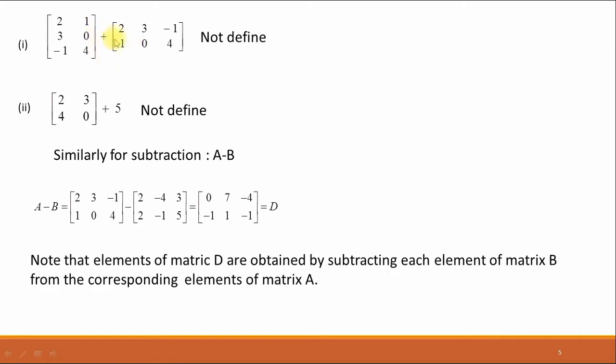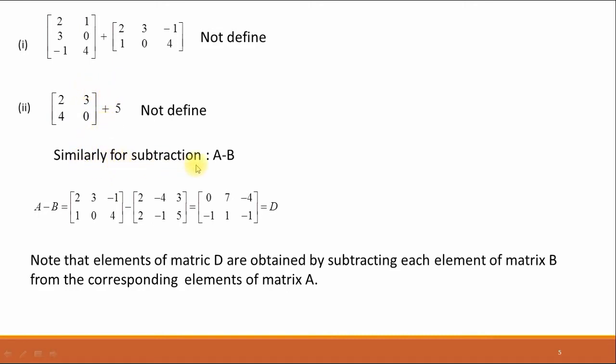Similarly, in this example, we note that we cannot add these two matrices. Why we cannot add these two matrices? Because the order of these two matrices are different. This matrix has 3 by 2 order. In this matrix there are 3 rows and 2 columns. Similarly, in this matrix there are 2 rows and 3 columns. So we cannot add these two matrices. Similarly, we cannot add a scalar to a matrix. We just add two matrices, and two matrices can be added when they have the same order.